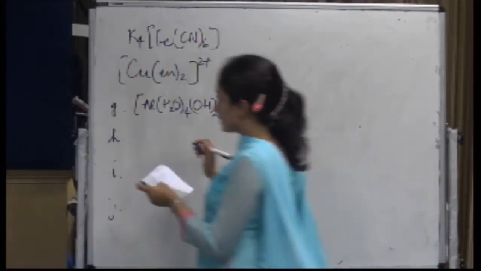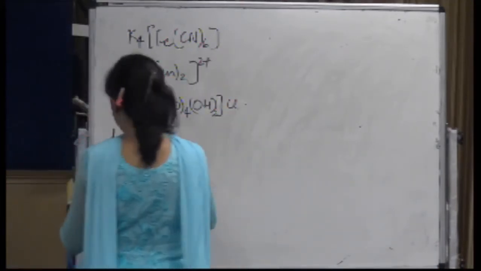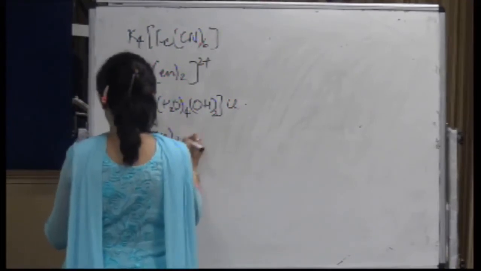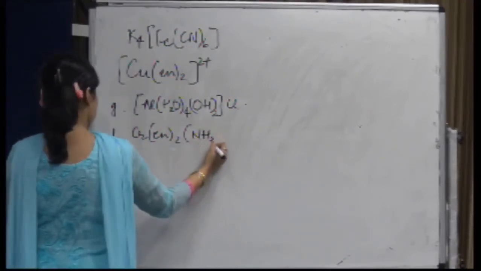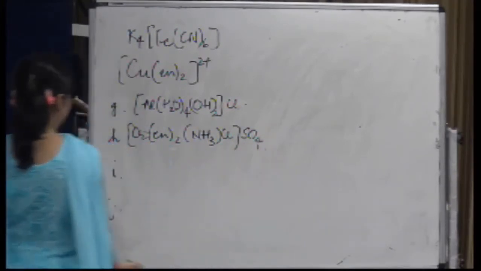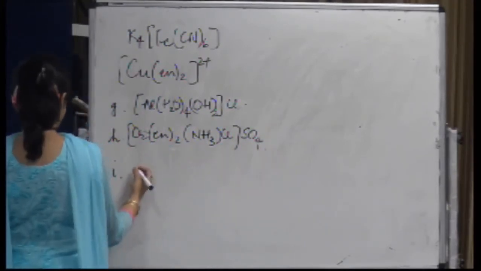Fine. Then the next one is which part? H part? Alright, Cr, En twice, tell me. NH3, Cl and SO4. Absolutely right. Alright, next I part?